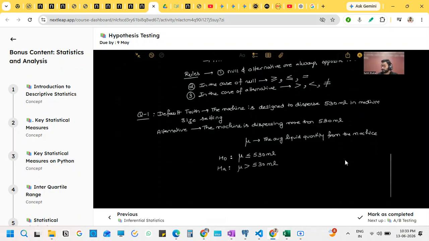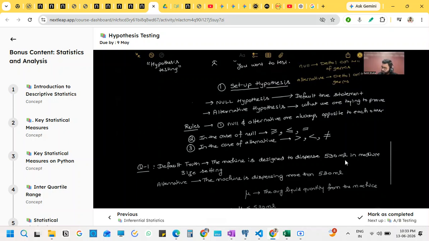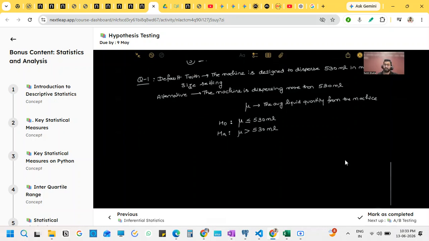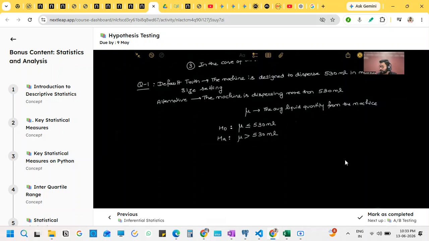Now, you must be thinking why I have written less than or equal to. Before that, let me quickly tell one more important point. The way we represent the null hypothesis is using H0, and the alternative using HA or H1. So these are the ways to represent null and alternative. Now, why have I written less than or equal to? Because you must be thinking I should have written that mu is equal to 530 ml, and the alternative is that the average quantity is less than 530 ml. That is what the person believes.